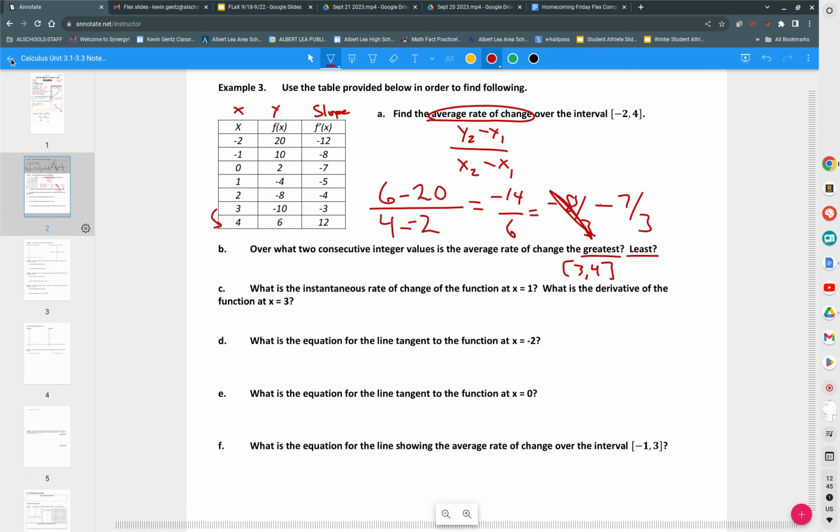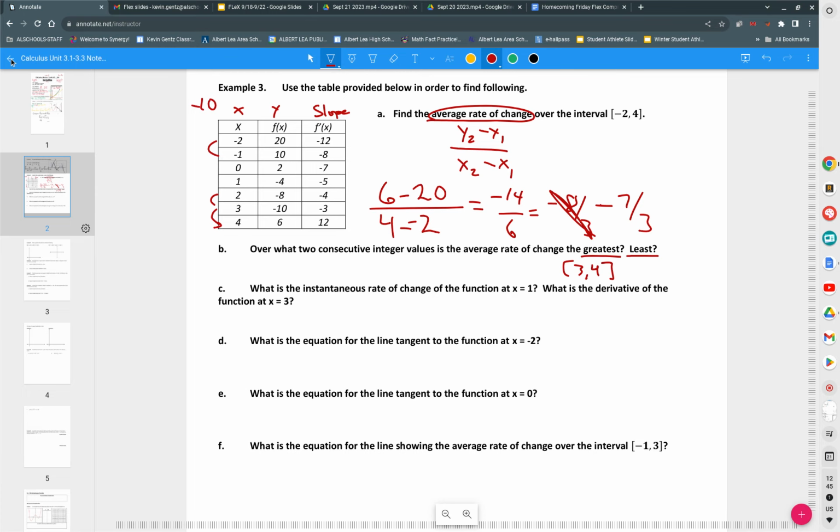So then how about the least? 2 to 3. You said 2 to 3. Why? Because it just dropped 2. Well, here it drops 10. Isn't that change -10? Isn't that less than -2? You get my point?